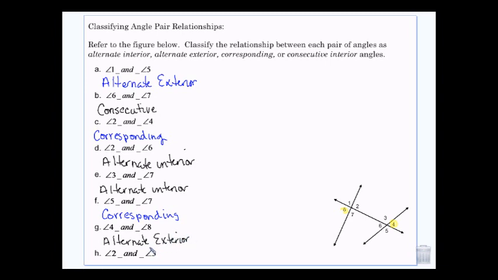Nothing. There's no name for it. They don't have a relationship. Yeah, so 7 and 4 have no relationship because one's inside and one's outside, but they're not in the same position. So 7 and 5 are okay, but 7 and 4 have no relationship. Does that help? Yeah, they don't hang out. They got nothing in common. And then 2 and 3 are on the same side on the interior, so they're consecutive.